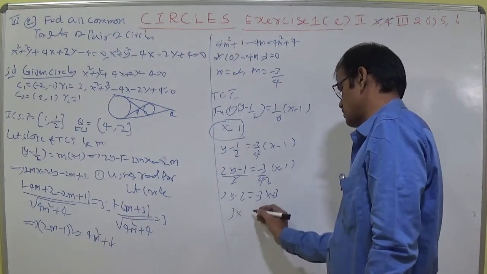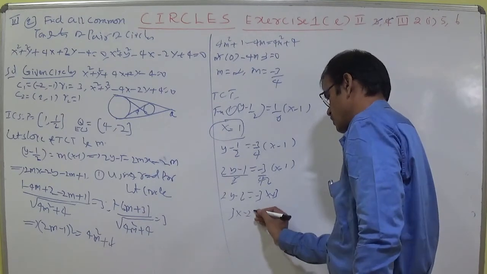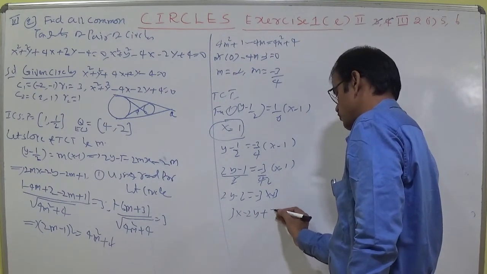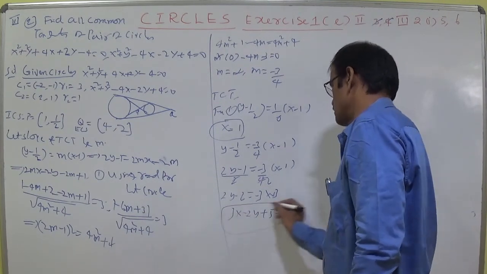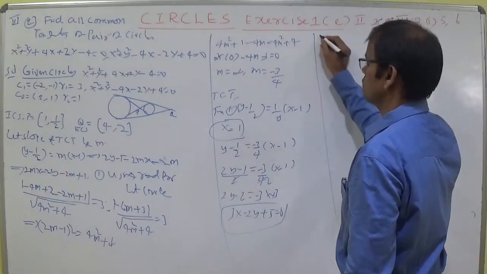So 3x minus 2y plus 5 equal to 0. These are the tangents.